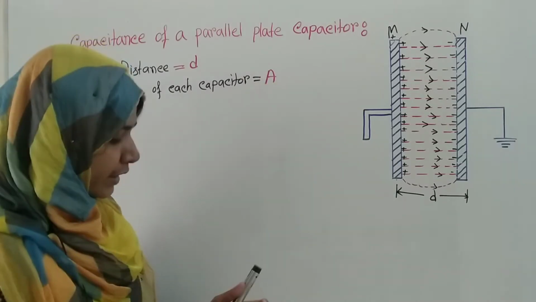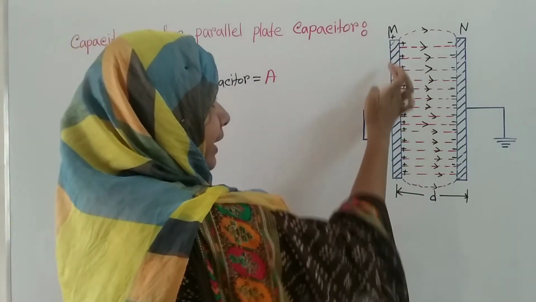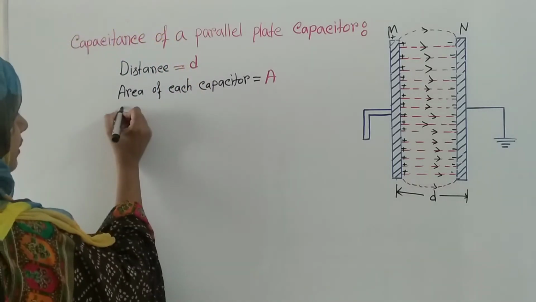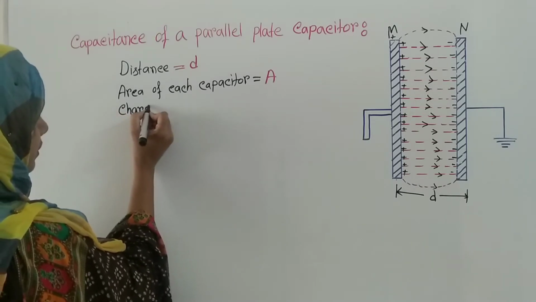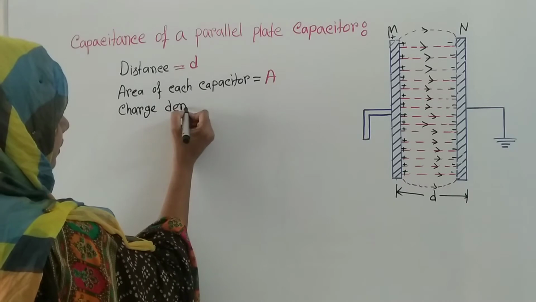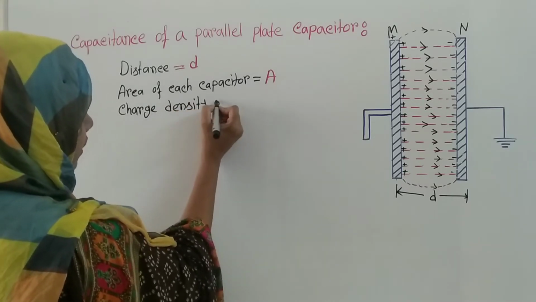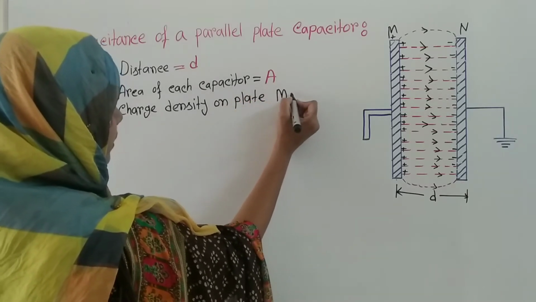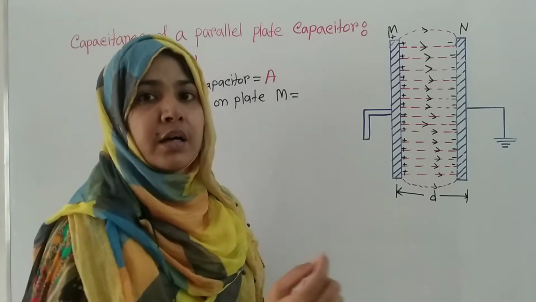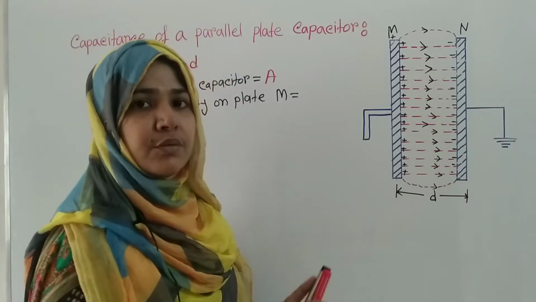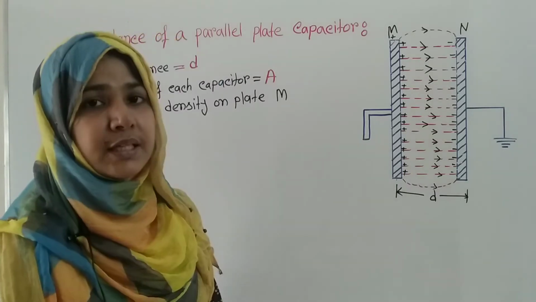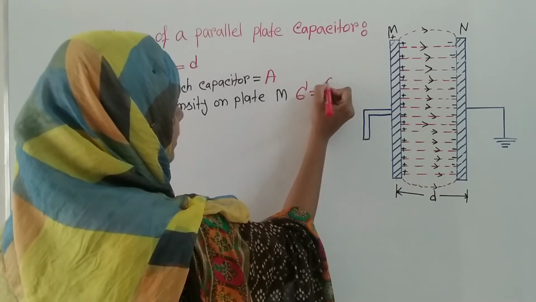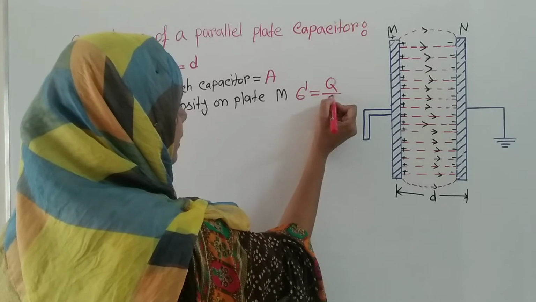As we are applying charge on the M plate, the charge density on plate M is considered. As plate N is connected to the ground, the charge density will be considered for plate M, and you know that charge density is denoted by sigma, so we can write that sigma is equal to Q divided by A.